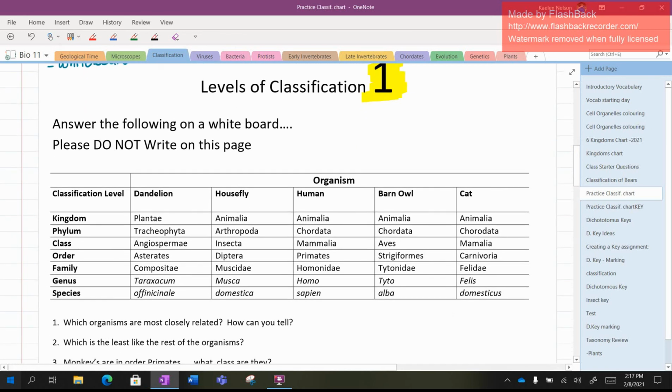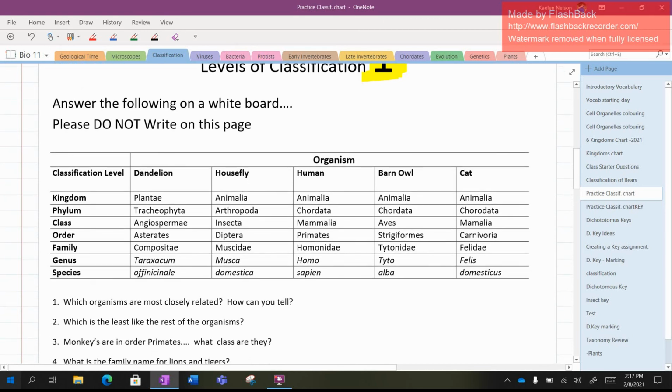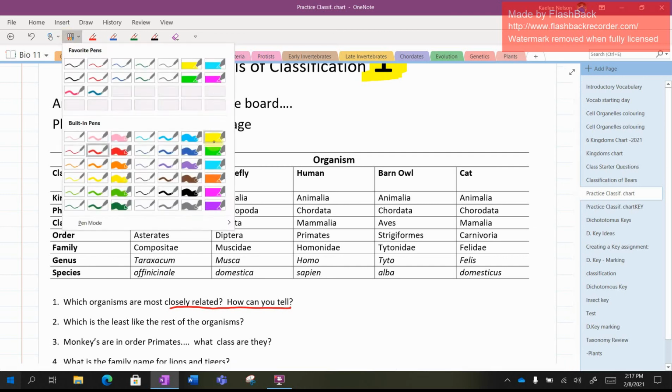Okay, to begin this, it helps if we can take a look at questions first. It's easiest if we can explain using the information there. So our first question asks me, which organisms are most closely related? How can you tell? What you want to do is read down from kingdom and go down and see who has the most levels that are the same.